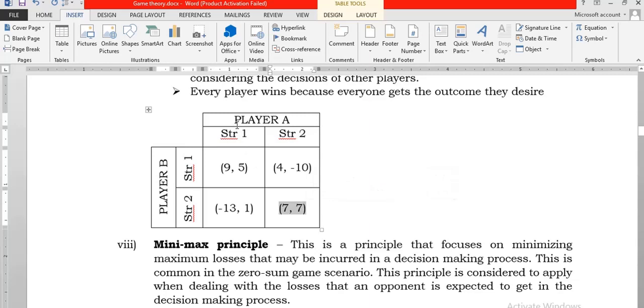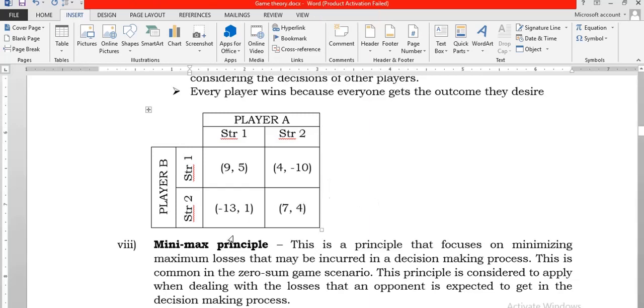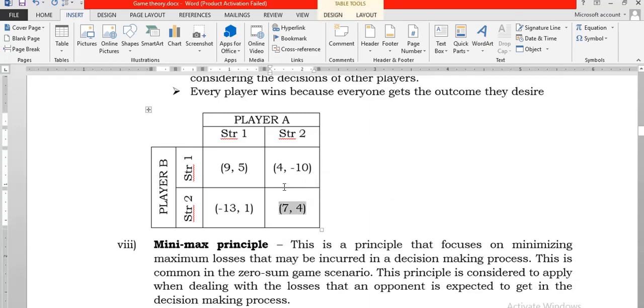But if one, just a minute, if this is reduced to 4, yeah, this will make sense. Okay, so if this one is 7, 4, that means that it is not palatable, it's not attractive. It's not attractive because if this one plays strategy 2 and this one plays strategy 2, this means that the gain will only be 4. Whereas if they play strategy 1, 1, the gain will be 5 on the side of A and 9 on the side of B. Here it is 7, 4.